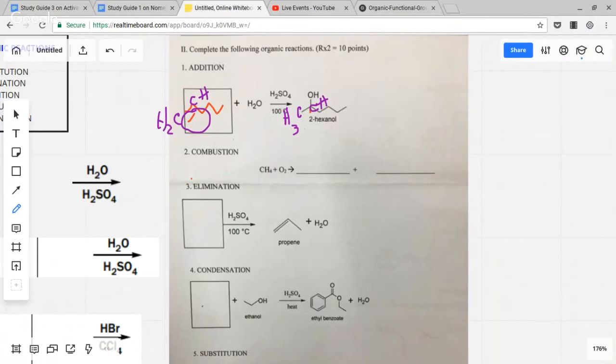Why is the double bond placed in the first carbon? Because if you look at the placement of your OH, that's where you put your double bond. And it always begins at the tip in this case. Question.